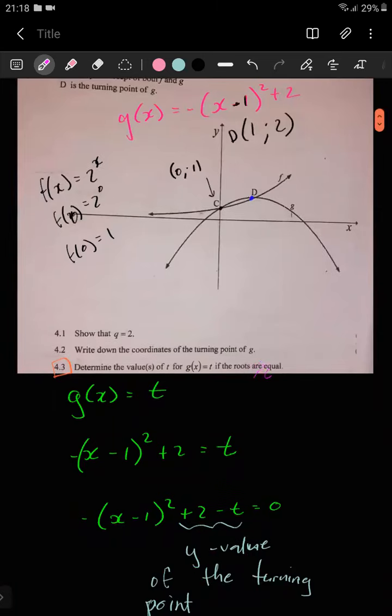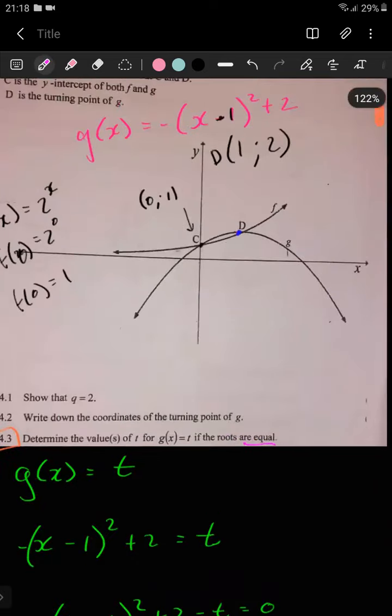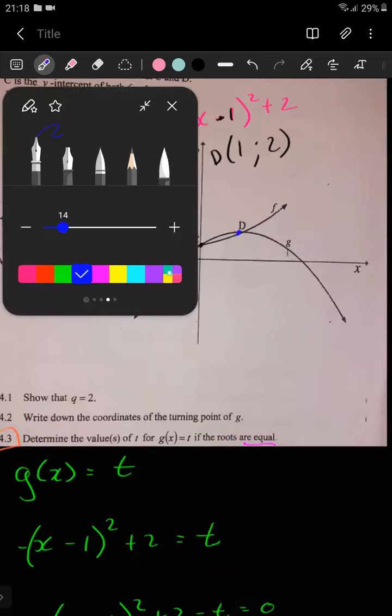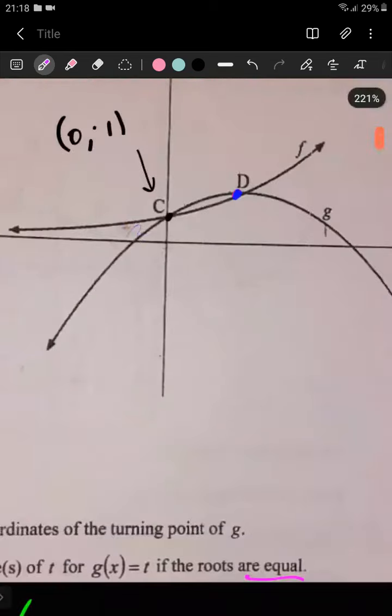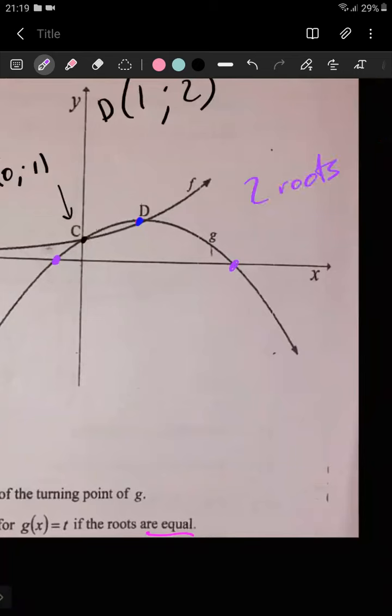But anyways, if they're talking about roots being equal, let's just use the initial picture that we have. Looking at the picture, you can see that we have one x-intercept here and another x-intercept. So originally you have 2 roots, and these two roots are not equal. You see, you have two roots that are not equal.